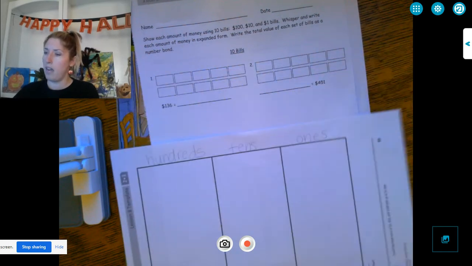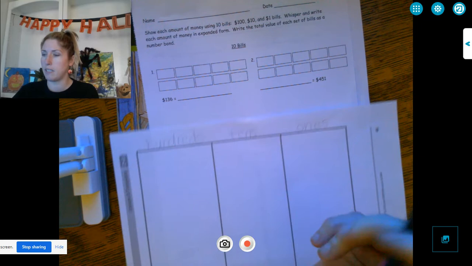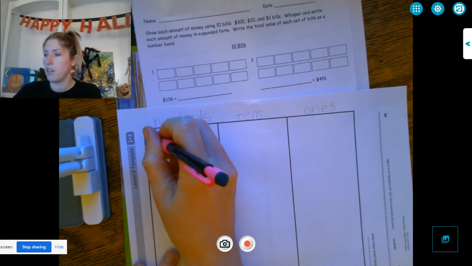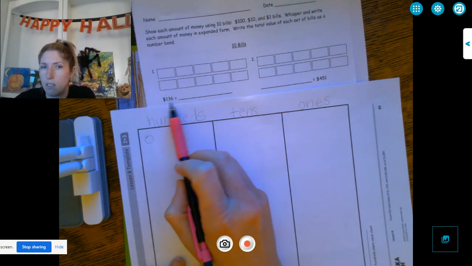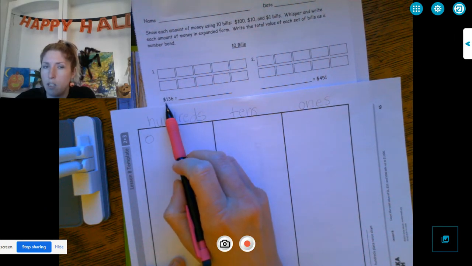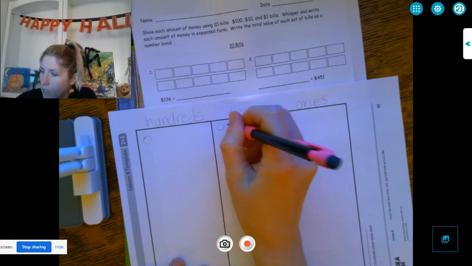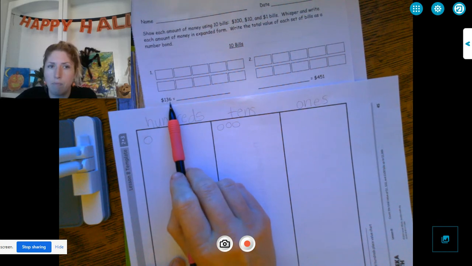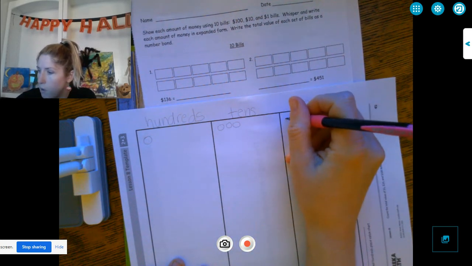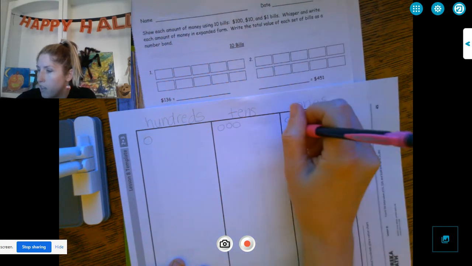Okay. Now we're going to be using it to look at 136. So 136 has 100. And how many tens are in 136? There's a 1 in the hundreds place. And how many in the tens place? There's 3 in the tens place. And how many in the ones place? 6 in the ones place. 1, 2, 3, 4, 5, 6.